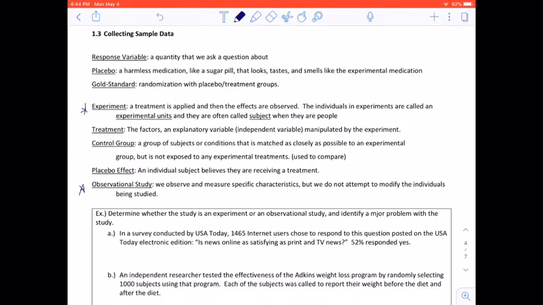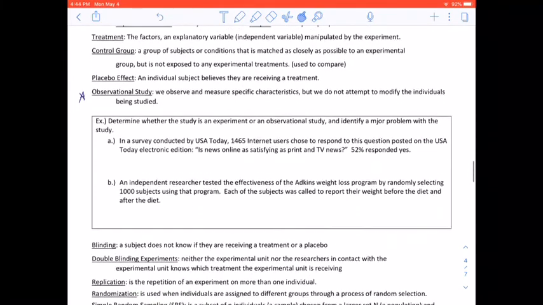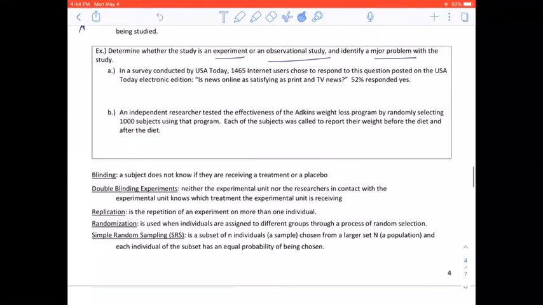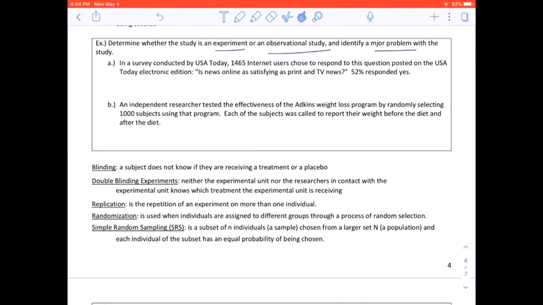So the first thing that we have on here is an example. The example says, determine whether this study is an experiment or an observational study, and then look for a major problem within that study. So the next thing on here is A, and it says, in a survey conducted by USA Today, 1,465 internet users chose to respond to the question posted on the USA Today electronic edition. Is news online as satisfying as print and TV news? 52% responded yes. So this is an observational study.